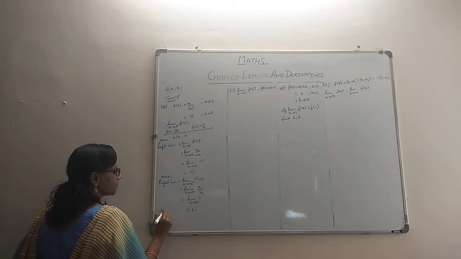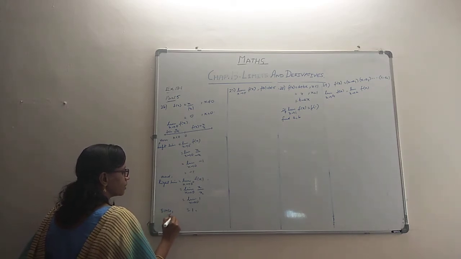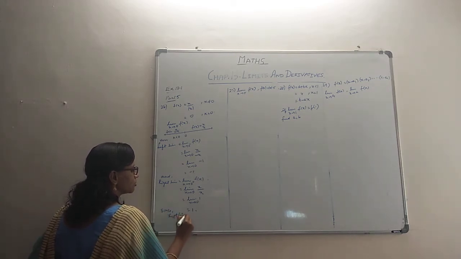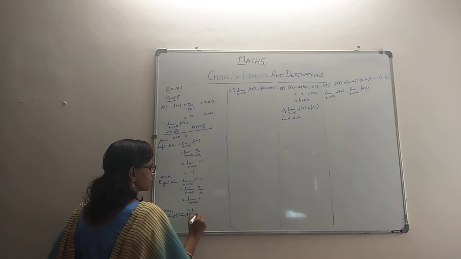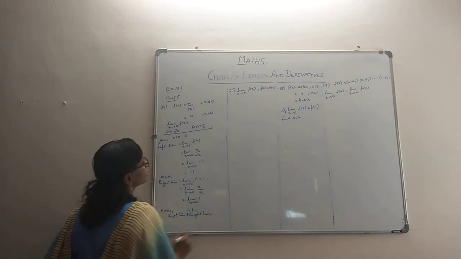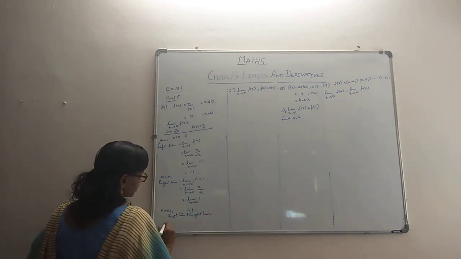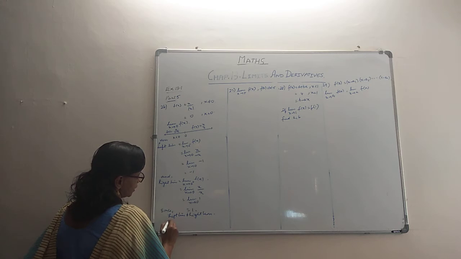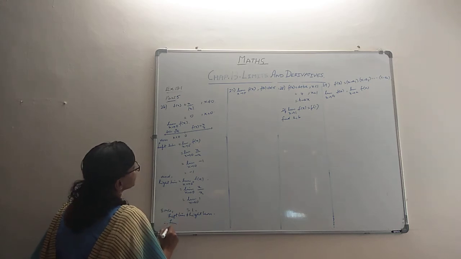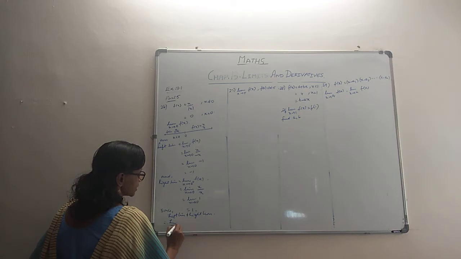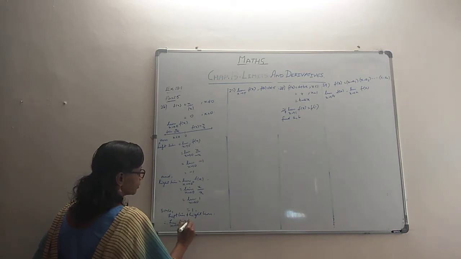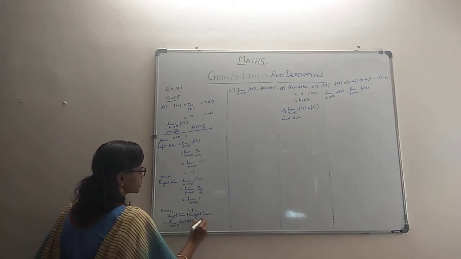So since left limit is not equal to right limit, therefore limit as x tends to 0 f of x does not exist.